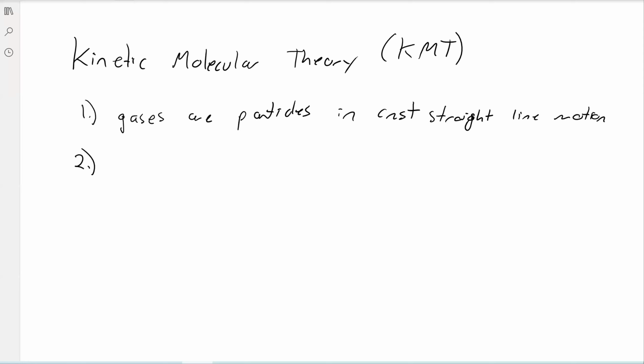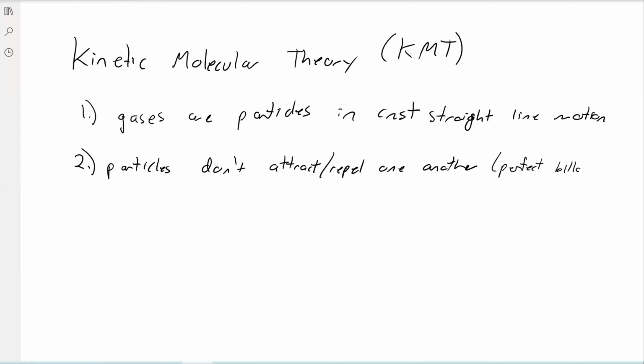Number two, and this one's very important, is that the particles don't attract or repel one another. So we can think of them as perfect billiard balls. You know what a billiard ball is? Like a pool ball, right? When you play pool, they don't attract one another. They don't repel one another. We know this isn't true in real life, but because gases are so far apart from one another, it's true enough.